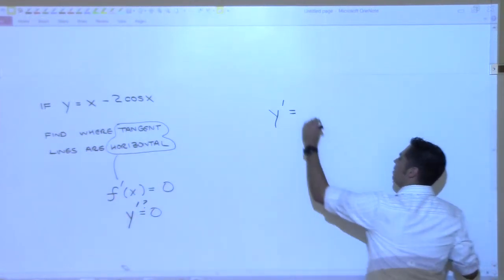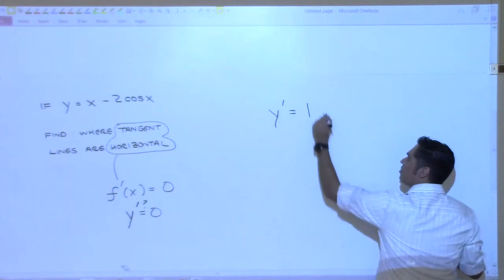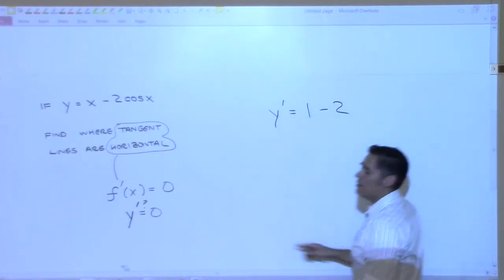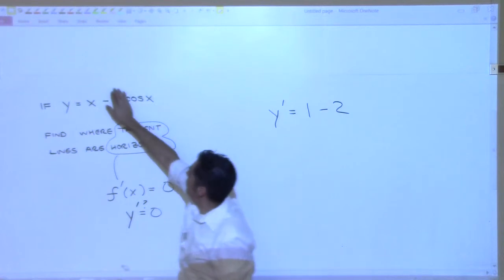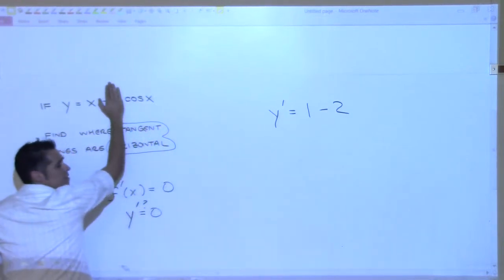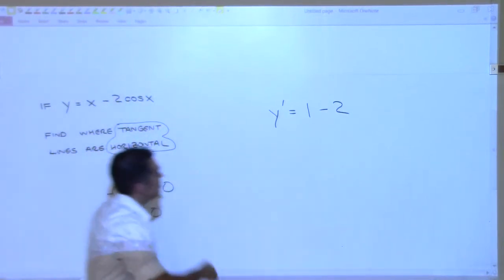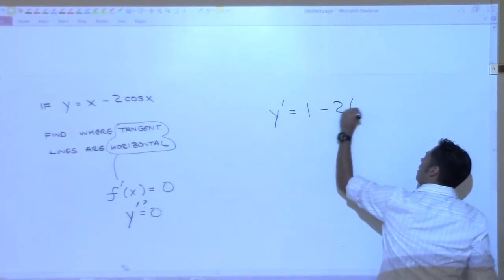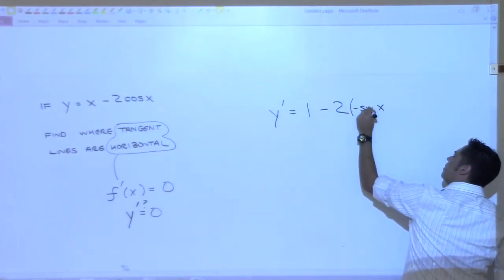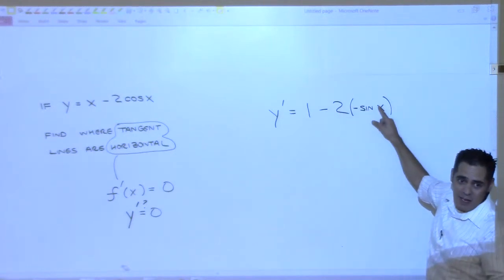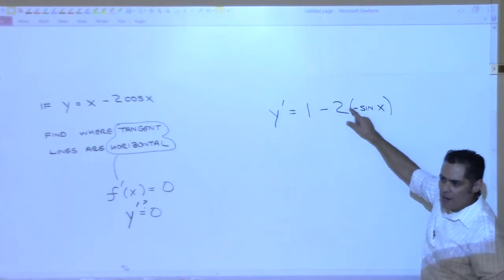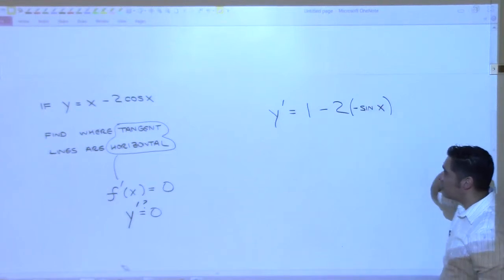Okay, now minus 2 is going to come for the ride because it's a constant sitting in front of a function. What is the derivative of cosine of x? Negative sine of x. So I'm going to write it like this. And you have to be careful there because you're not saying negative 2 minus sine x. You're saying negative 2 times negative sine x.